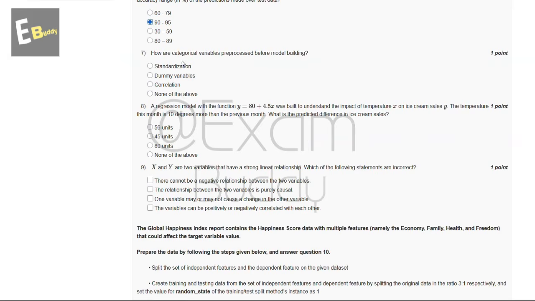How are categorical variables pre-processed before model building? So these are the options and the answer for our seventh question is B, dummy variable. And now let's go to our question number 8.